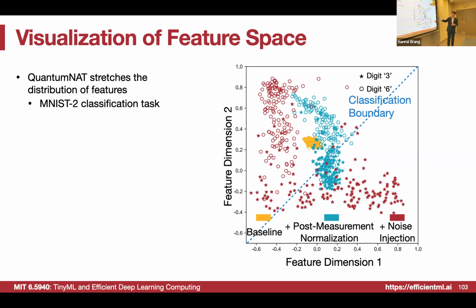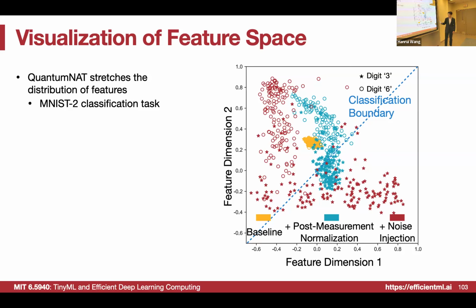And then after this post-measurement normalization, we can see the distribution is largely extended, right, from this very small centered place to different points on the top, and also some points on the bottom. So you can see those green stars are already classified correctly, and those green circles also achieve higher correctness.